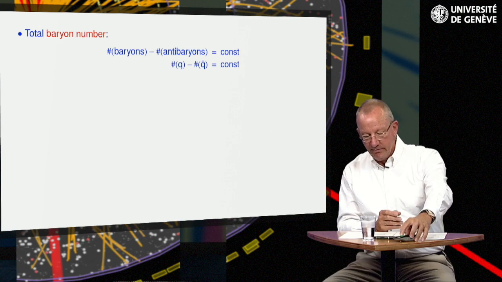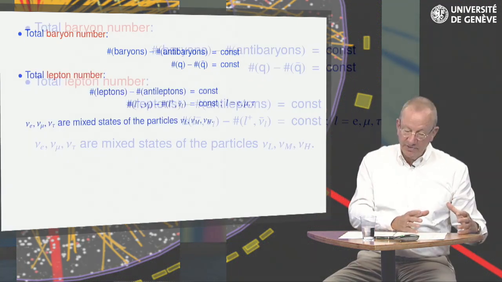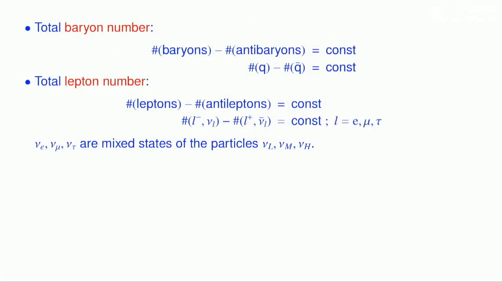The total lepton number, i.e. the number of leptons minus the number of antileptons, is also constant in a closed system. To a certain extent, this is even true generation by generation, but the neutrinos which show up here, nu-e, nu-mu, and nu-tau, are mixtures of the particles nu-L, nu-m, and nu-h, so there's some mixture between generations in weak interactions.